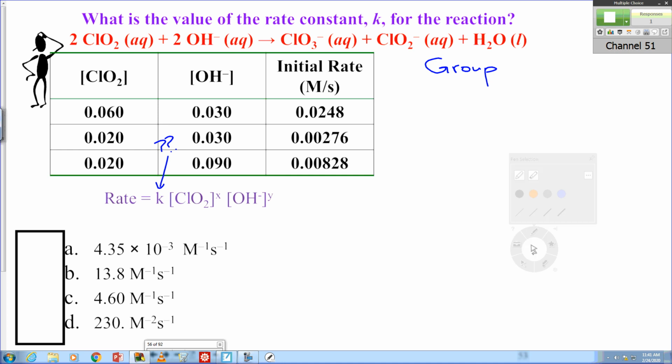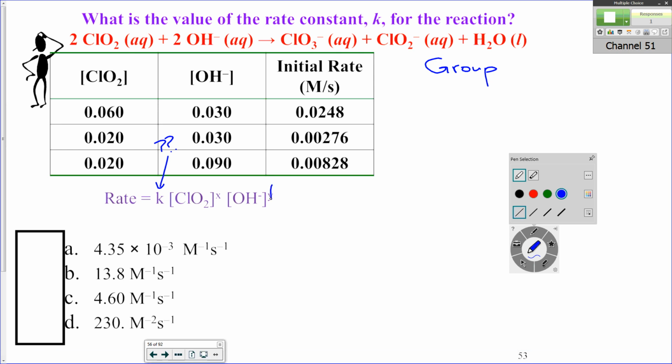And I'll give you a hint. From the previous problem, we determined this was 1.